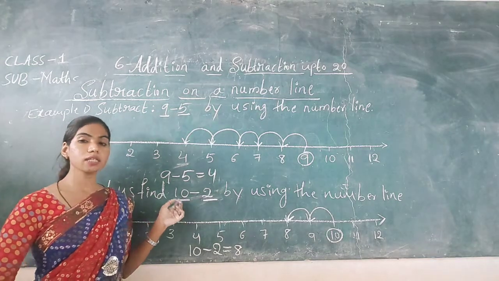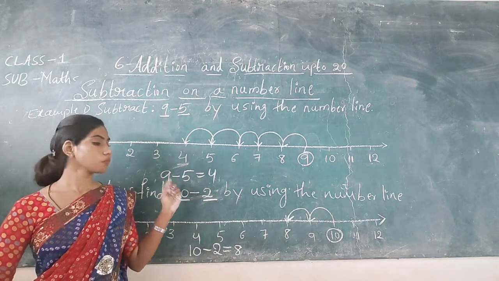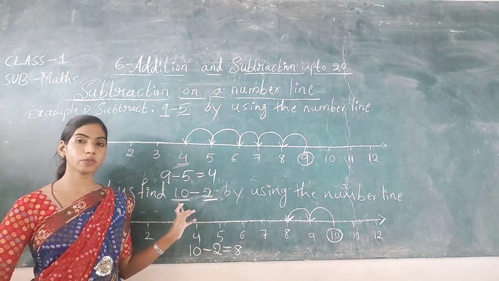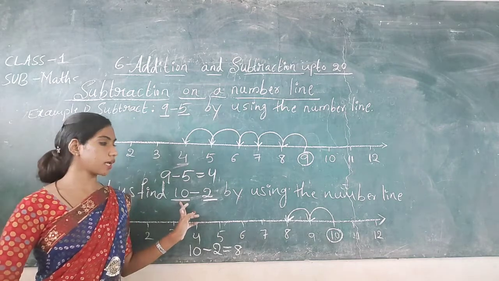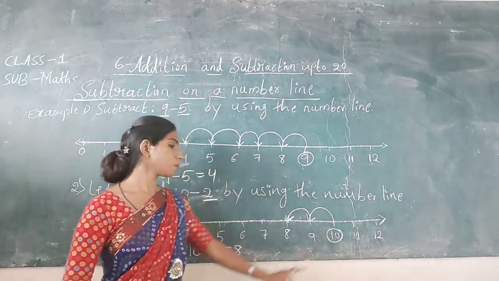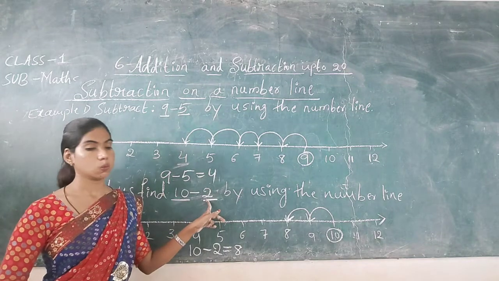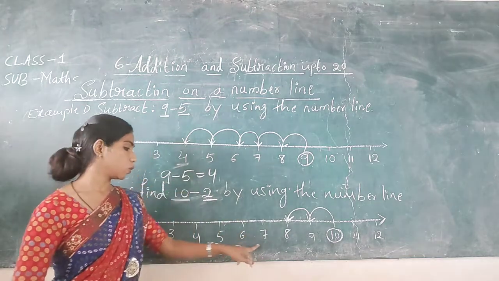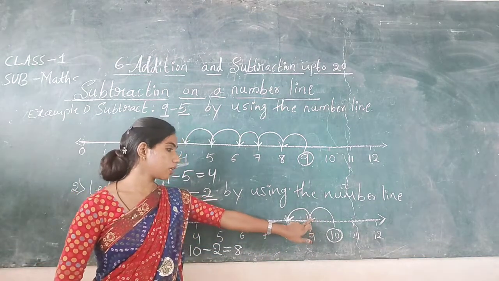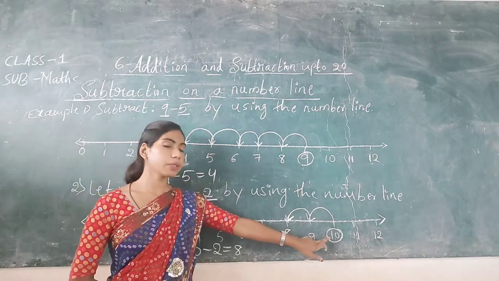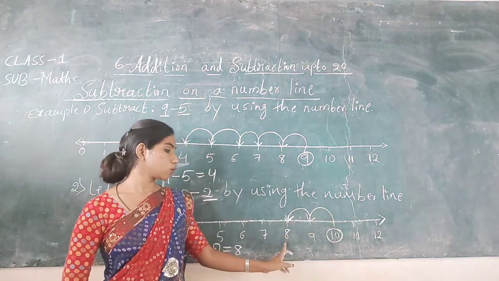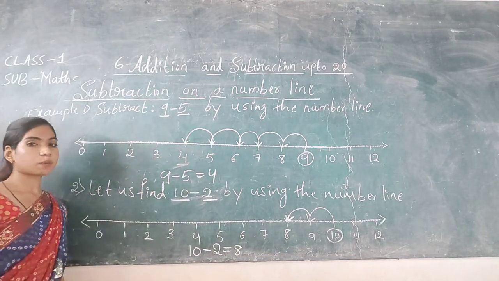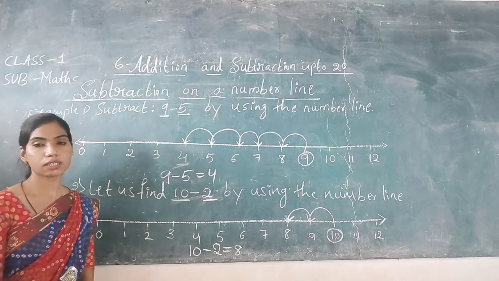So, to find 10 minus 2 by using the number line, first find the number 10 on the number line, because 10 is the first number. On the number line, 10 is here. The second number is the 2. From the 10, jump 2 times toward the left side. 1 time, 2 times. After jumping 2 times from the 10, I reach the number 8. 10 minus 2 is equal to 8. This is how we can subtract the numbers by using the number line.